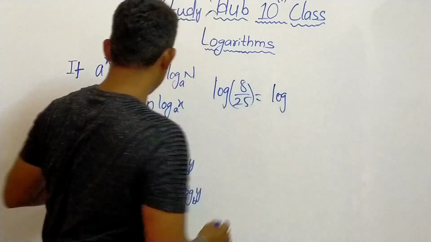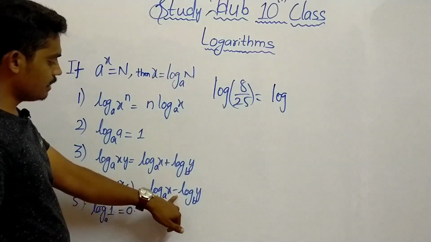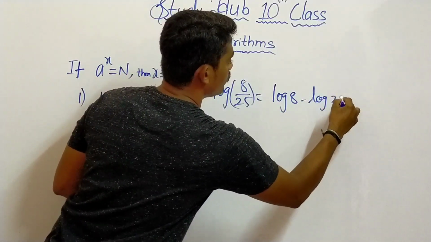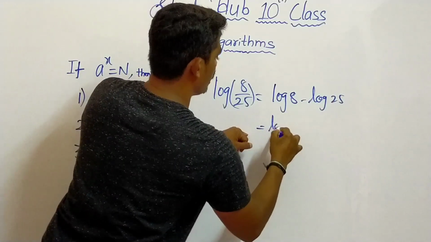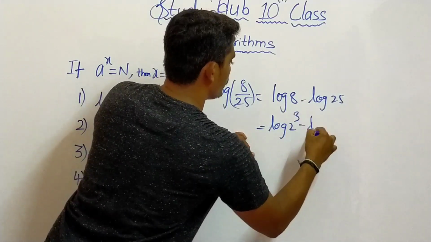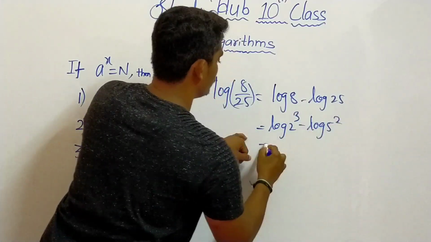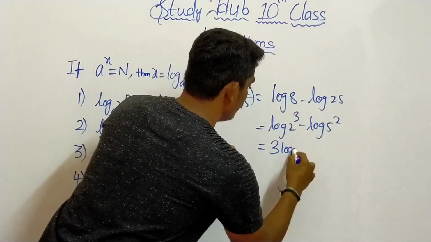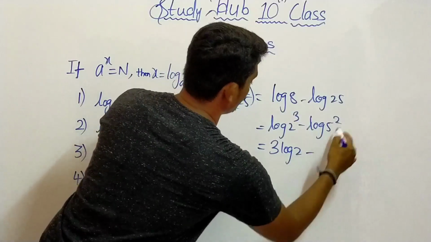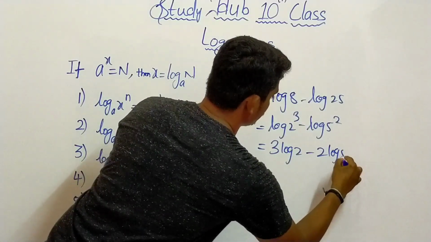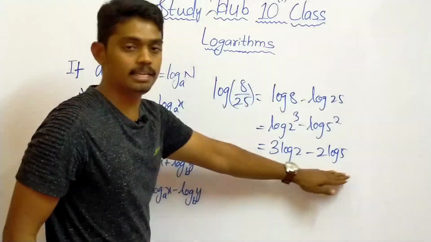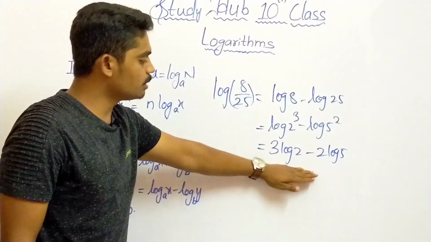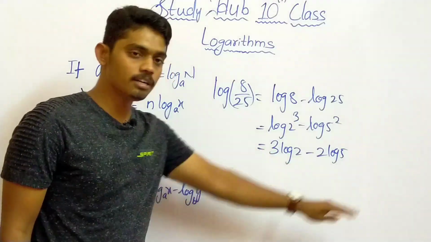As we have already seen, when we have division, we get subtraction. So log 8 minus log 25. Again, 8 can be taken as 2 cube and 25 can be taken as 5 square. From the very first rule, log 2 cube can be written as 3 log 2, and log 5 square can be written as 2 log 5. Then find the values of log 2 and log 5. So log of 8 by 25 can be simplified as 3 log 2 minus 2 log 5.